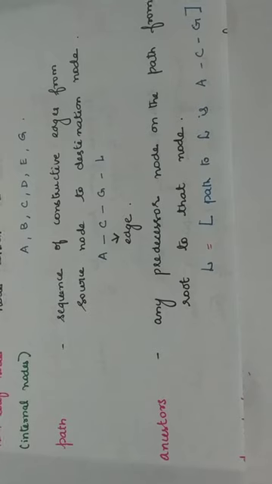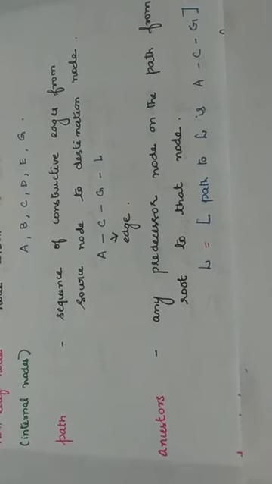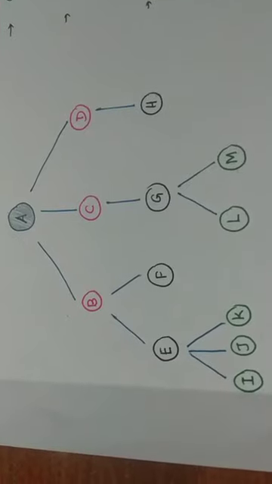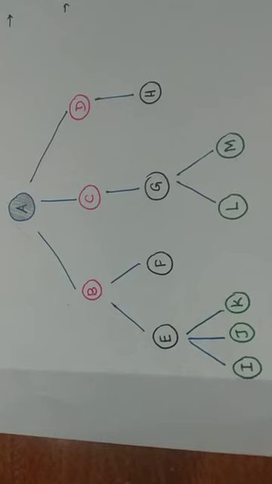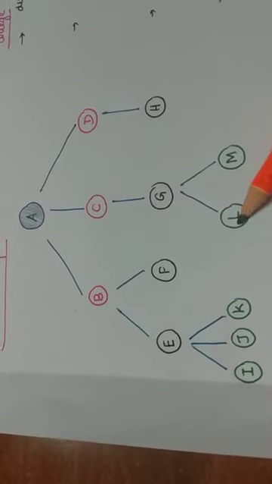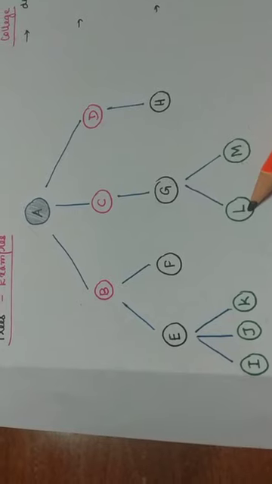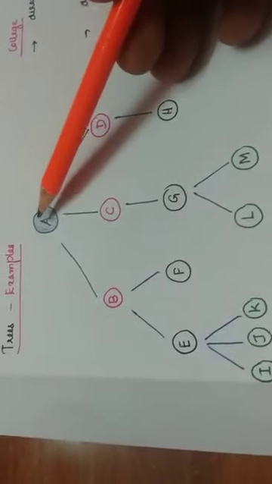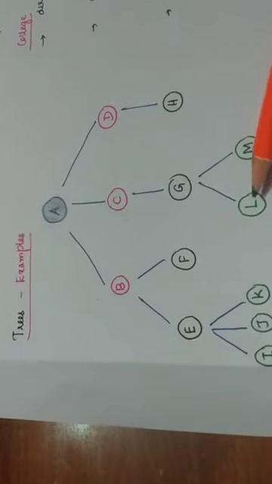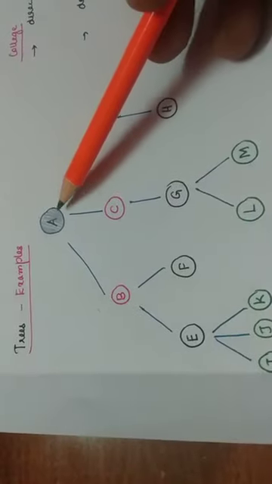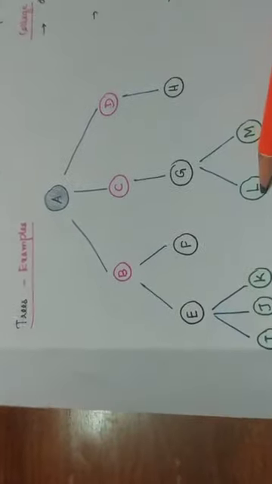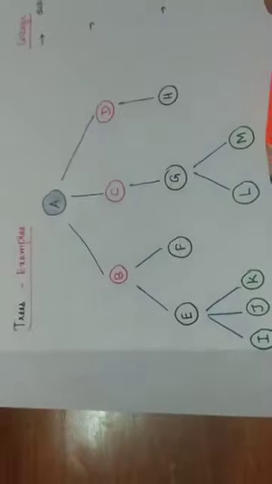The next terminology that we are going to see is ancestors. It is any predecessor node on the path from the root to that particular node. Suppose we wanted to find the ancestor of L. So here we have L. We have to find what is the ancestor for this L. So ancestor is nothing but any predecessor node on the path from the root node to that node. So we have to find the path to L. The path to L from the root node is A, C, G and L. So we have the ancestors as A, C and G.